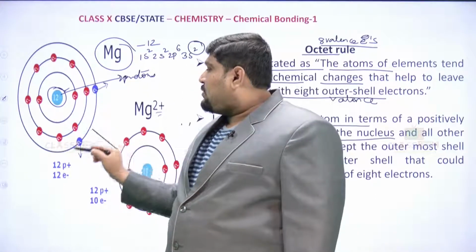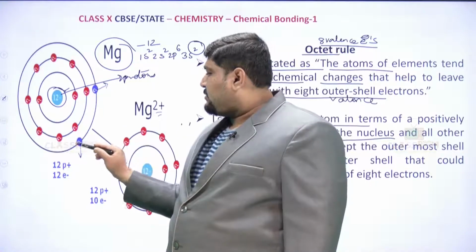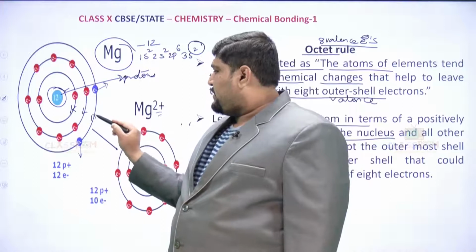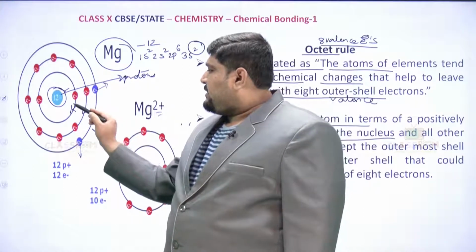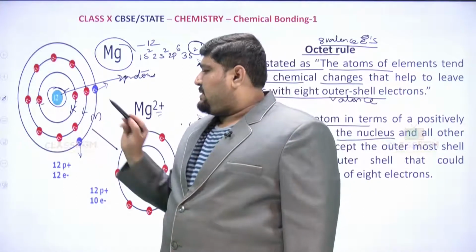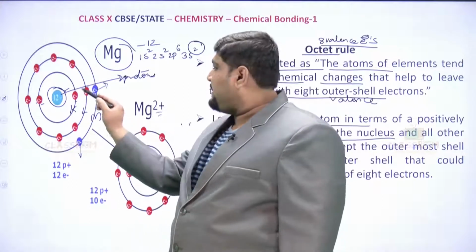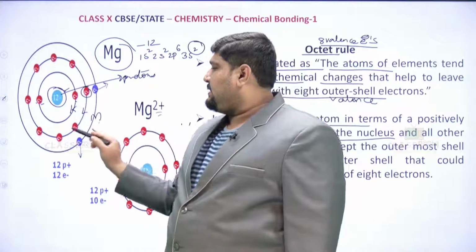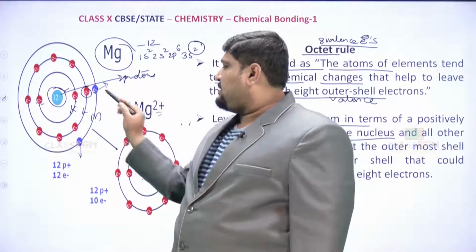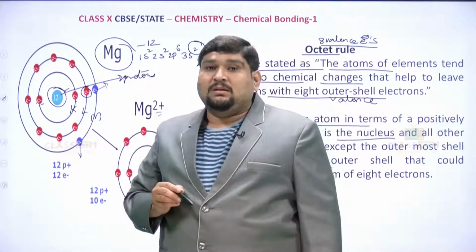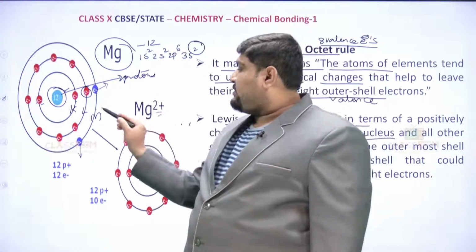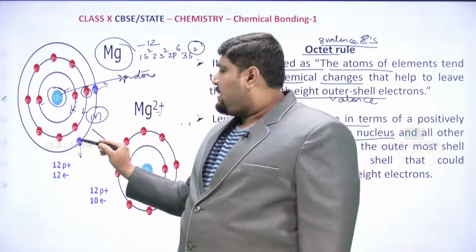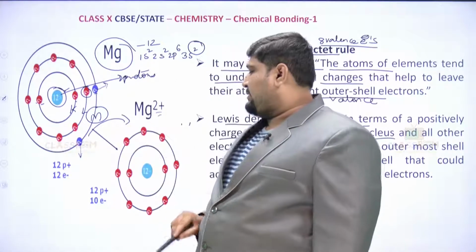Now, the electrons you can find in its outermost shell: this is your K shell, this is the L shell. When you come to the M shell, the K shell accommodates 2 electrons, and the L shell accommodates 8 electrons, which you can count. Then the remaining 2 electrons are found in the outermost shell, this M shell, which acts as the outermost shell for your magnesium atom, and it tries to give out these 2 electrons.